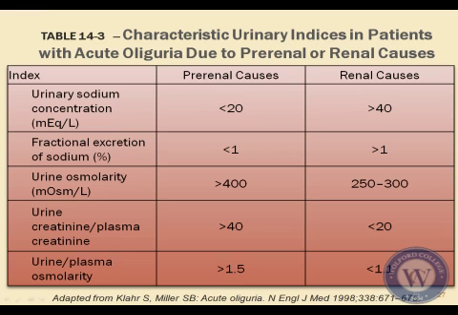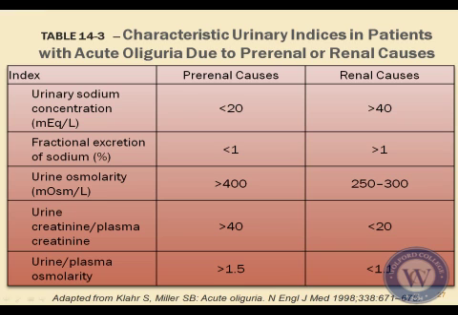Characteristics of urinary indices of patients with acute oliguria due to pre-renal or renal causes. If you look at the pre-renal causes, their urine sodium concentration is very low, at less than 20 milliequivalents per liter. Their fractional excretion of sodium is also low, at less than 1. The urine osmolarity is elevated at greater than 400. Urine creatinine to plasma creatinine is usually greater than 40, indicating a pre-renal syndrome, and the urine to plasma osmolarity ratio is greater than 1.5.